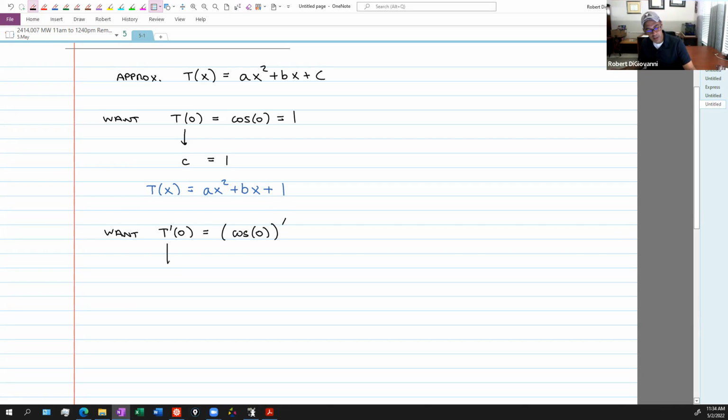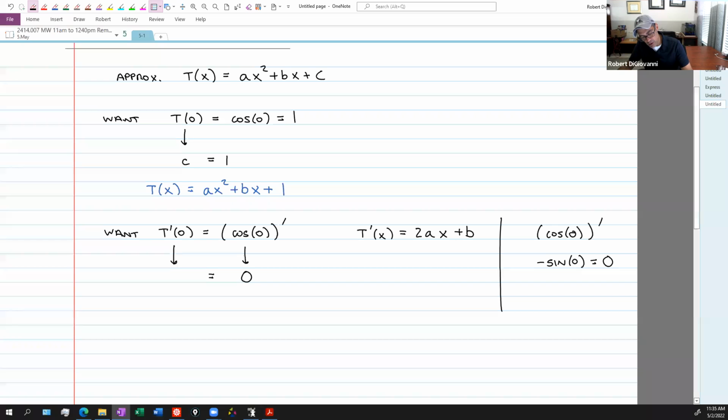All right, can you tell me, well, I'll do it over here. What's t prime of x? Well, t prime of x would be the derivative of this, right? Which would be 2ax plus b, right? That's the derivative. And then don't we already know what the derivative of cosine is at zero? I'm going to do that over here. Cosine at zero, right? Take the derivative, that's going to be negative sine of zero, which we already said was zero, right? So we need this to equal this. This is zero. What's the derivative of t at zero? So if I plug zero into this, what do I get? B. So B must be zero.